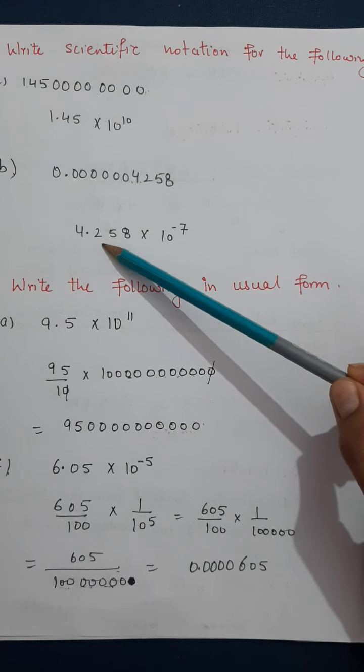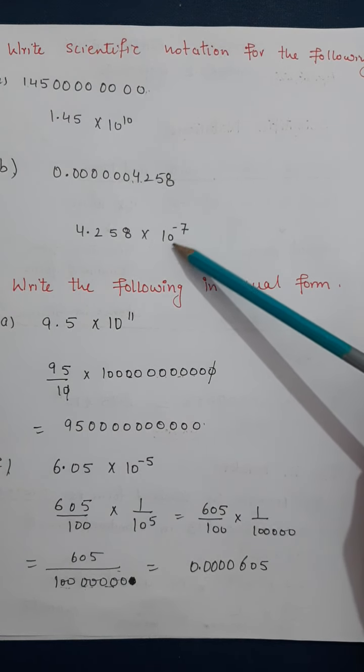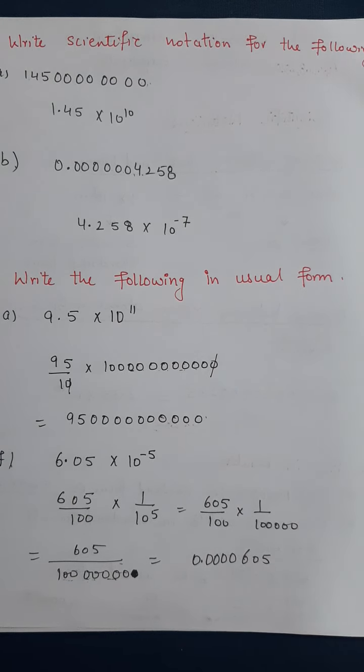So 4.258 into 10 raised to power minus 7.